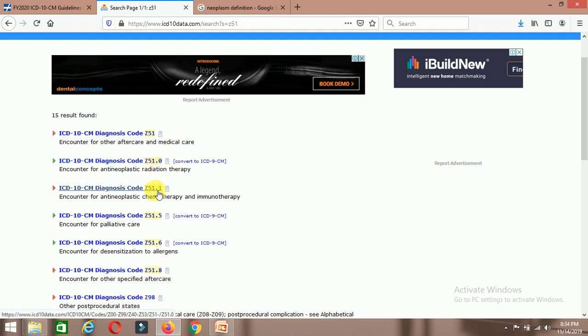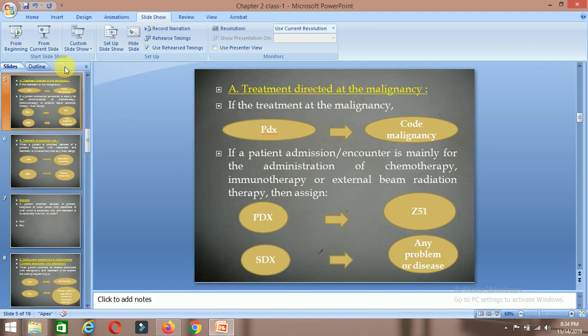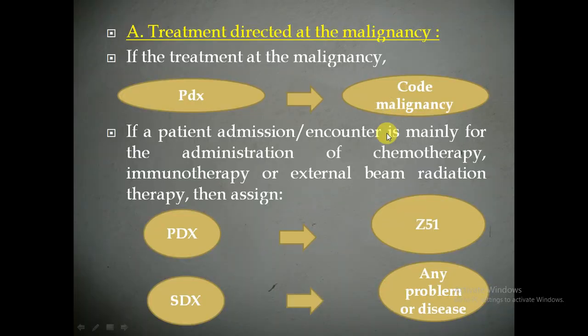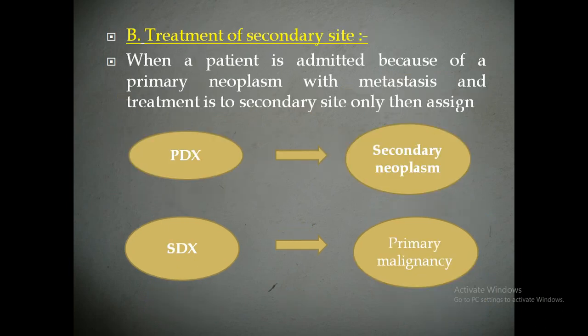So we have to assign these ICDs whenever a patient is coming for the treatment of the neoplasm, like he's coming for the treatment of chemotherapy, right? According to the particular ICD, we need to assign the Z51 and along with that we have to give any other problem or disease or neoplasm as a secondary diagnosis.